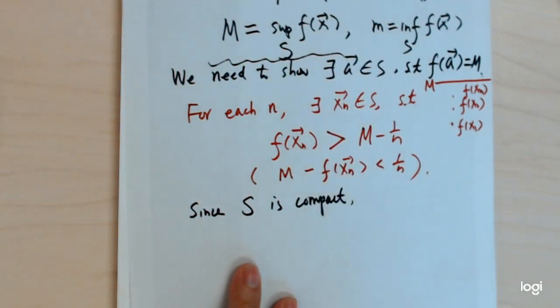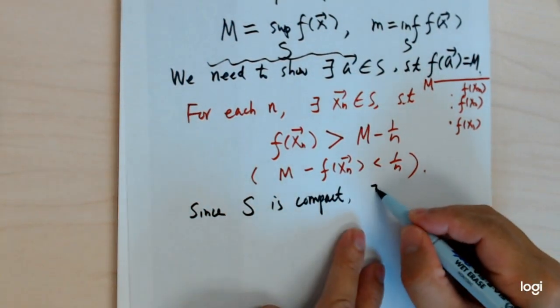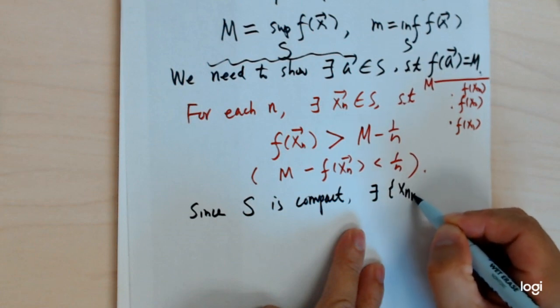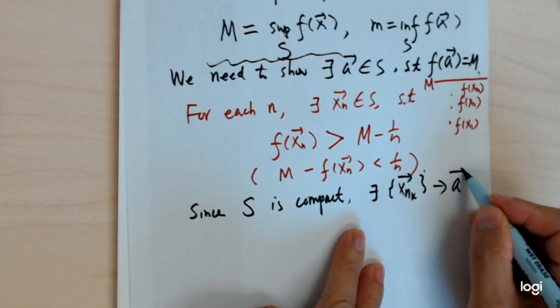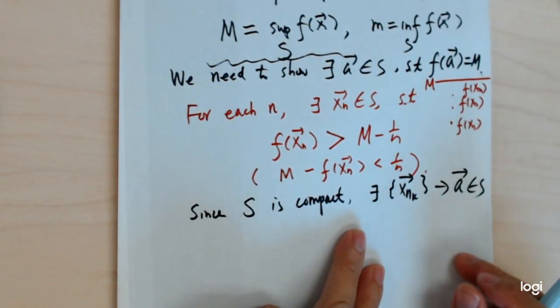Now S is compact. So there is a subsequence that converges to a point A that's in S. That's the meaning of a compact set.